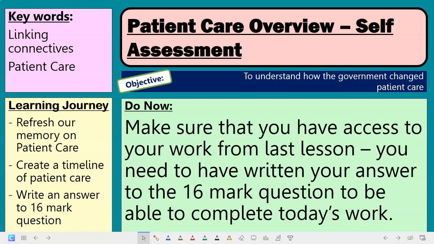So to that end, you need to make sure as your very first task today that you have access to your work from last lesson, so you have that in front of you. You will also want some highlighters or colours, and you need to have actually written your answer. So if you didn't do last lesson's work, you need to go back and do that before you can do today's.